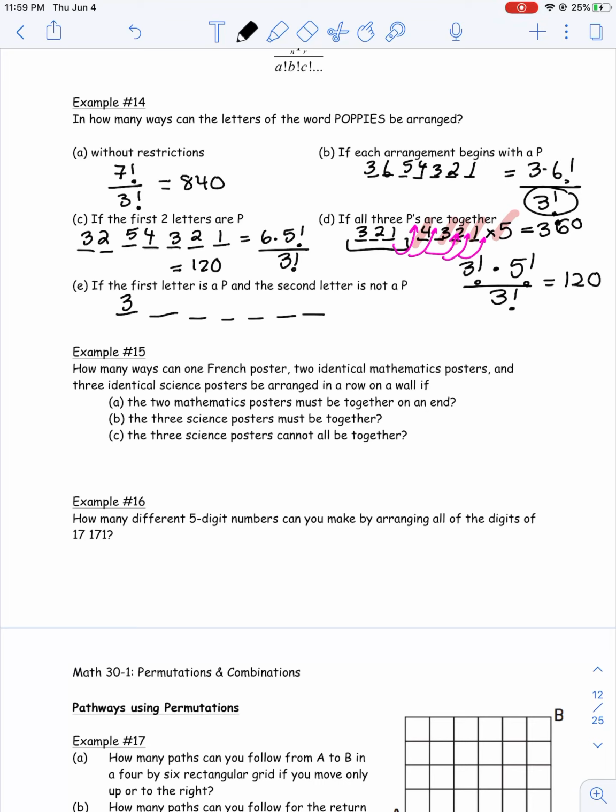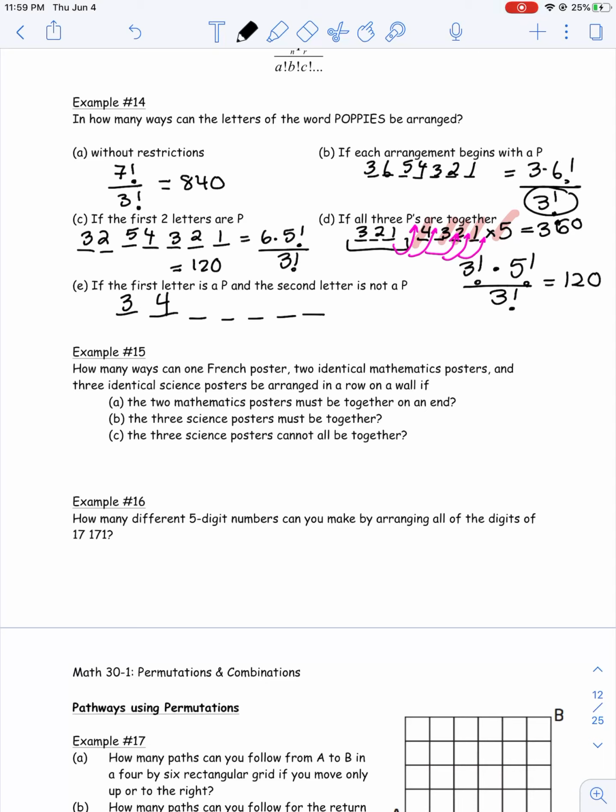And for the second spot, we can't put a P there. So instead of there being a 5 in this second spot, we're going to put a 4. Because now that all the P's are gone, if you take out all the P's, there's only 4 letters that are allowed in that second spot.